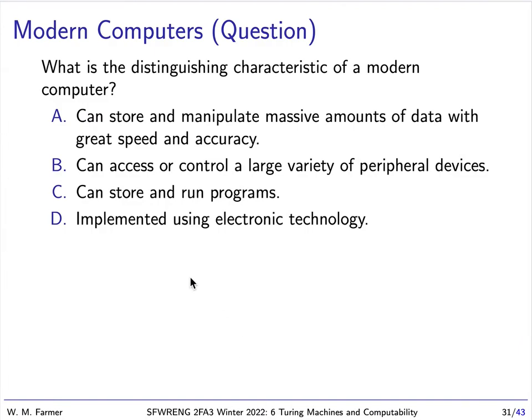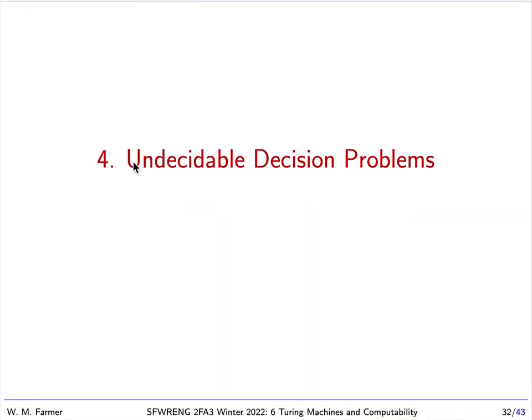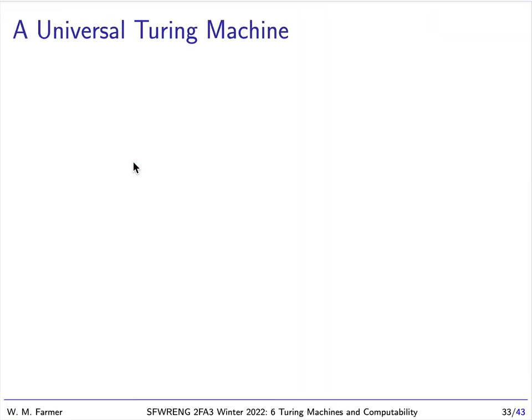If you remember, I said that the distinguishing characteristic of a modern computer was that it can store and run programs. So an obvious question is, can a Turing machine run and store programs? Well, certain Turing machines can. These are called universal Turing machines.